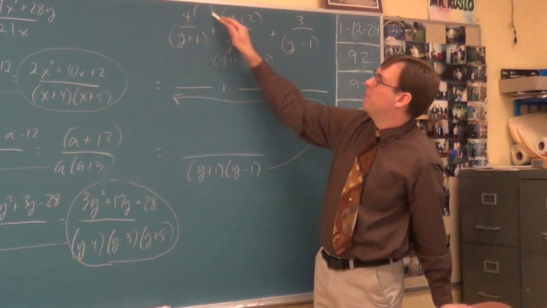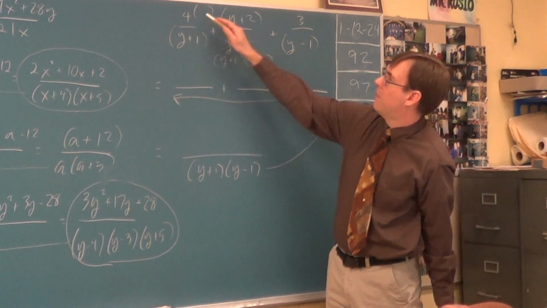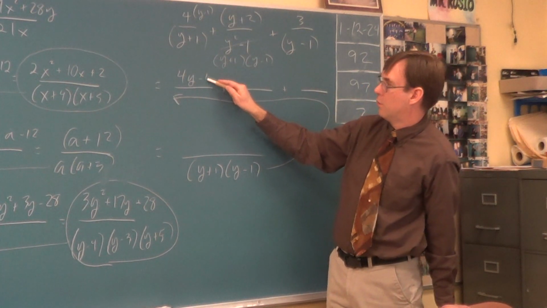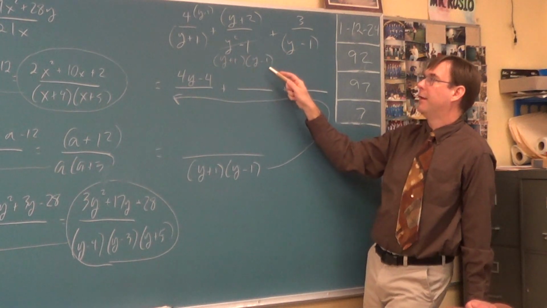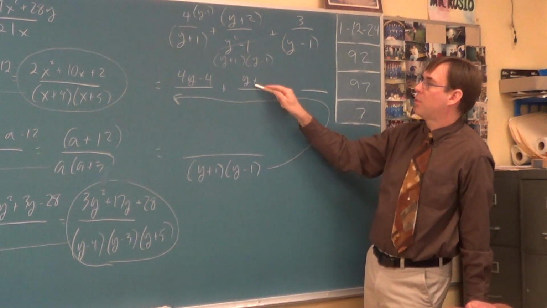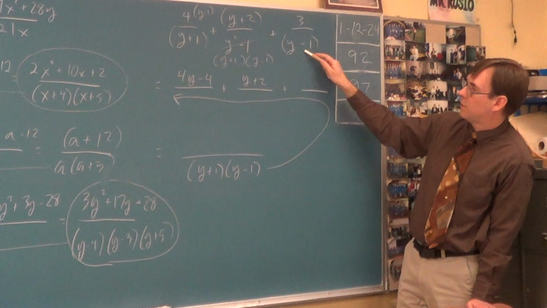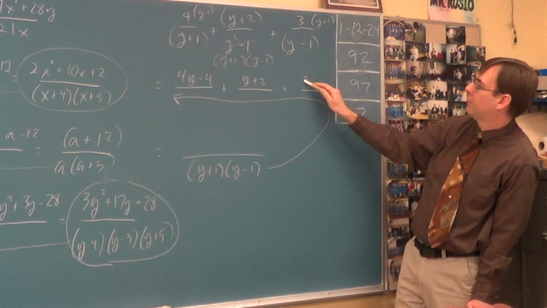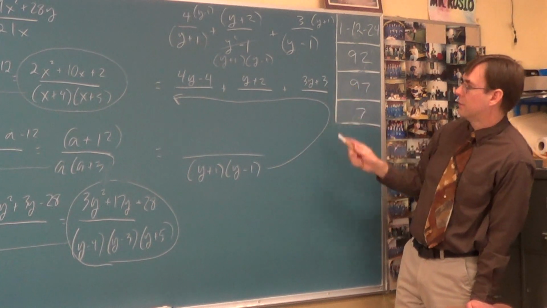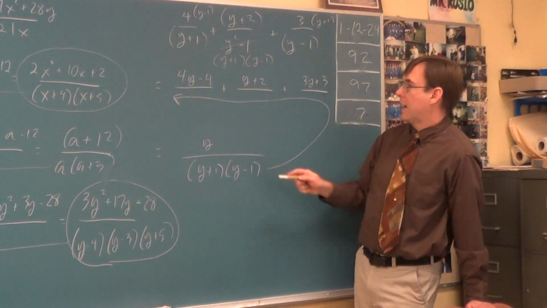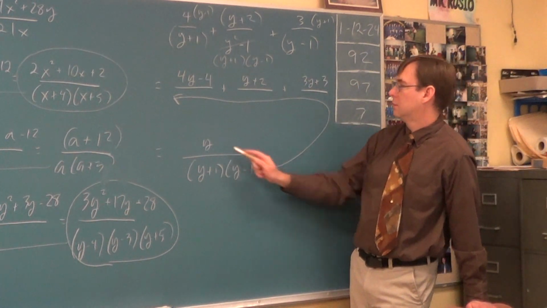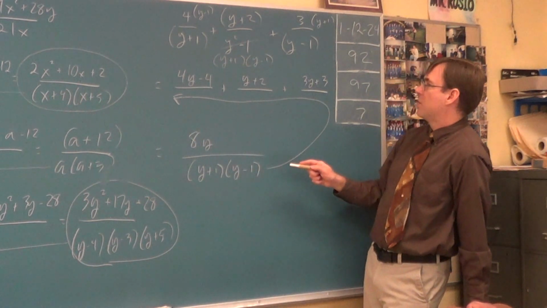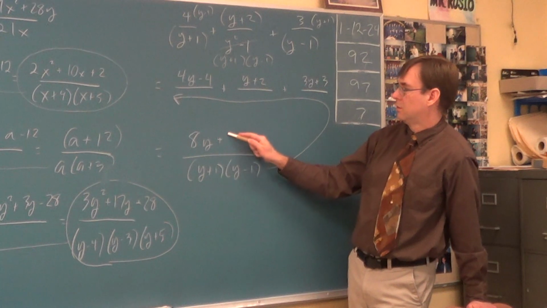Who is the 4 missing? Y minus 1. So that's going to be 4y minus 4. How about the middle one? Good. Just keep y plus 2. Last one? Needs the y plus 1. So 3y plus 3. Gather up your y's. 8. Gather up your numbers. 1.